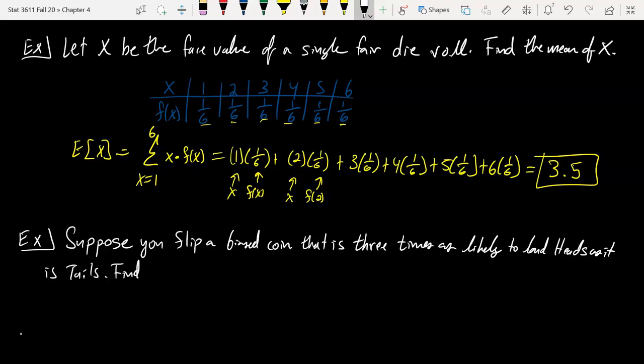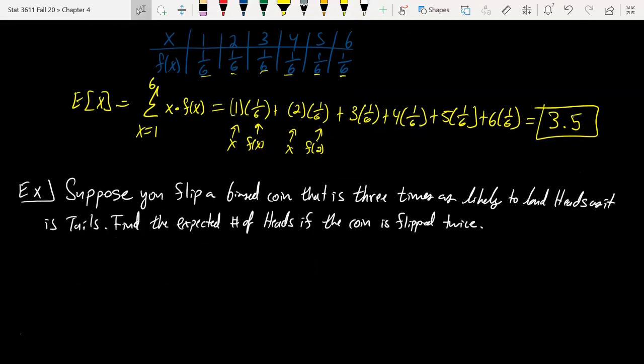Let's find the expected number of heads if the coin is flipped twice. Find the expected number of heads if the coin is flipped twice.